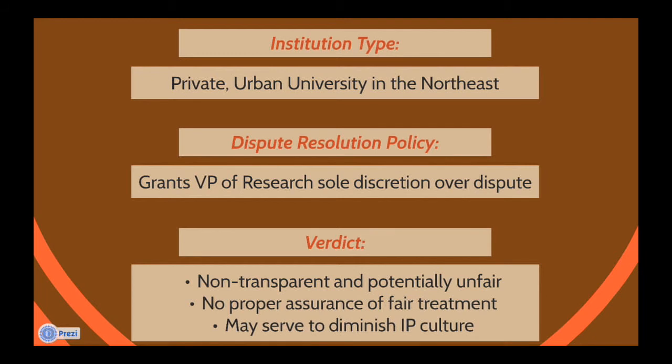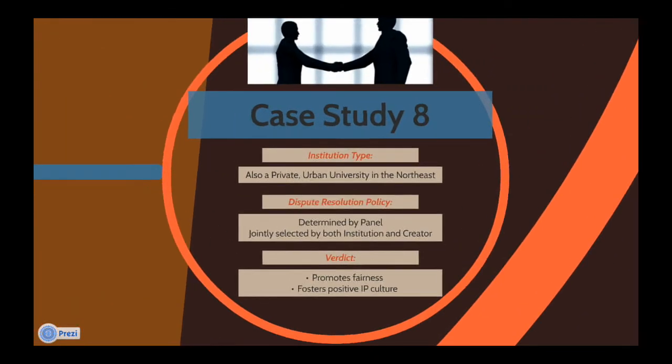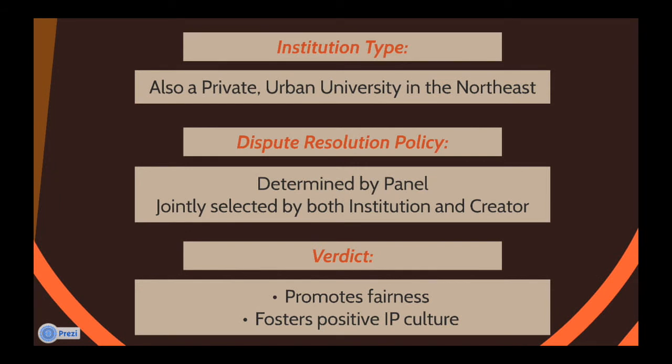Vesting this much authority with a single administrator is a non-transparent and potentially unfair process. Without a proper assurance of fair treatment, it is possible that this type of dispute resolution policy may serve to diminish the IP culture at the institution. Case study number 8 is also a private urban university in the Northeast. Its policy states that in the event of an ownership conflict, a panel jointly selected by both the institution and the creator shall be convened to determine facts and help settle the dispute. This type of approach promotes fairness and fosters a positive IP culture at an institution.